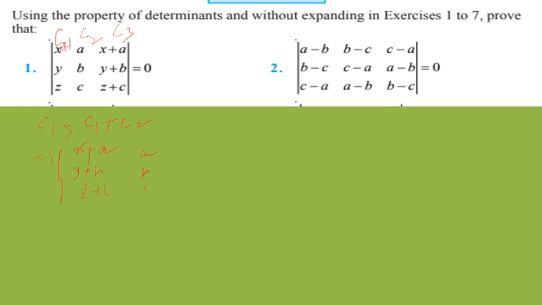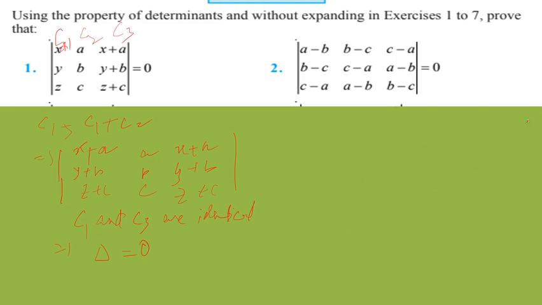Column 2 will be a, b, c as it is, and the third column is x plus a, y plus b and z plus c. Now what I did in this question, I added column 1 and column 2. So here C1 and C3 are identical. That implies your determinant is 0. So no need to prove.